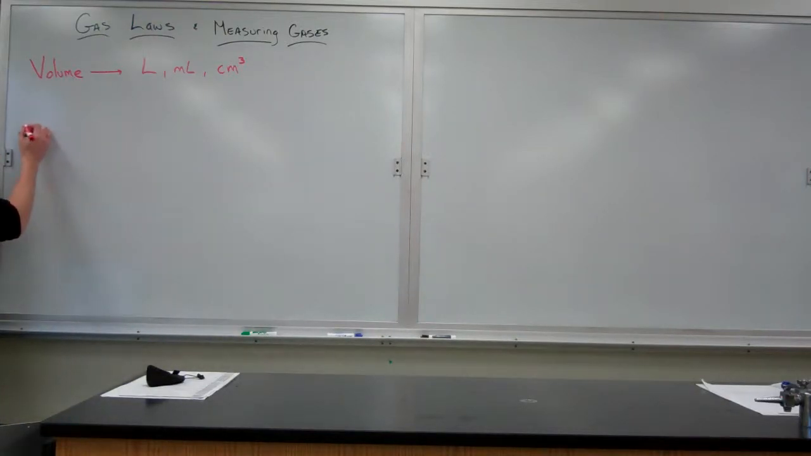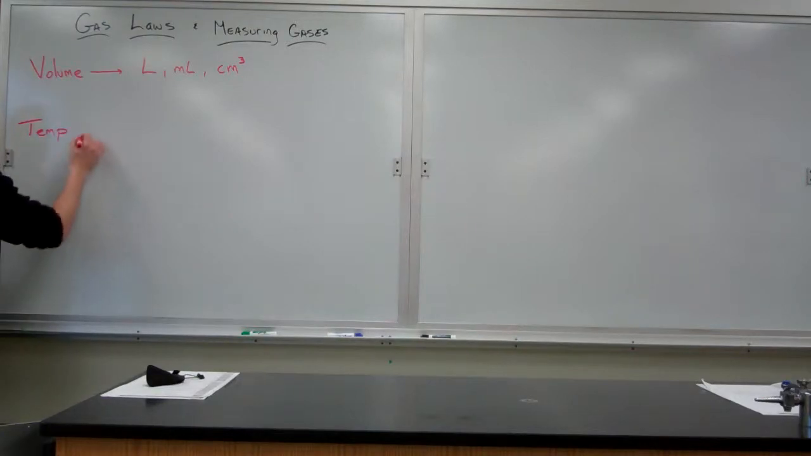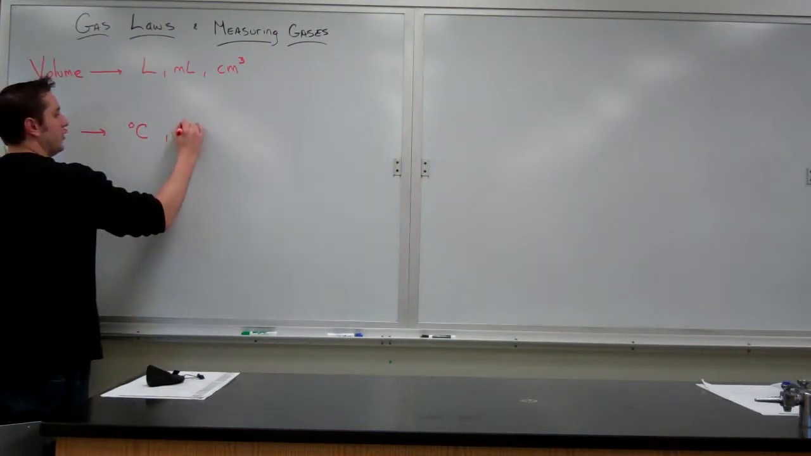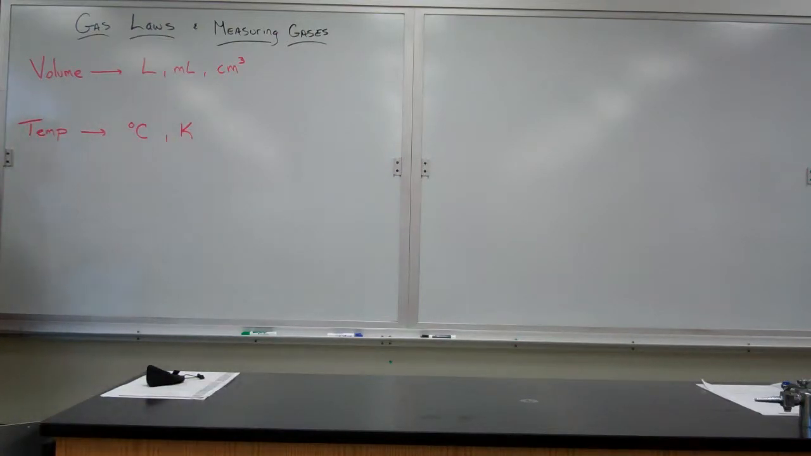Second measurable property is temperature. Three different ways we measure temperature. However, in here, we always focus on metric, so it narrows us to two temperature scales, that of the Celsius scale and that of Kelvin.